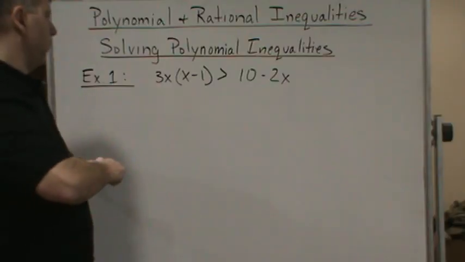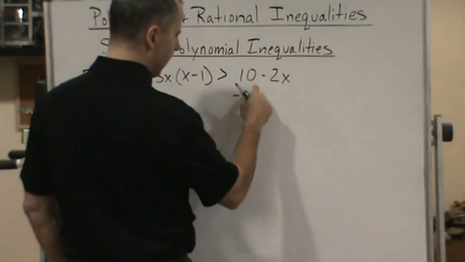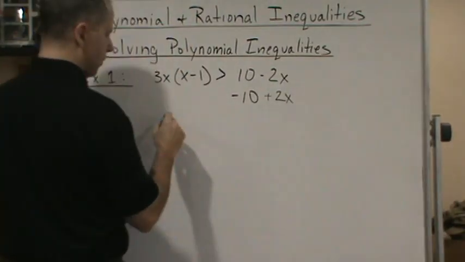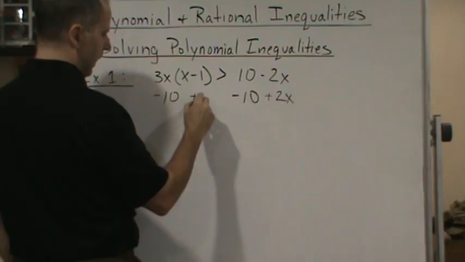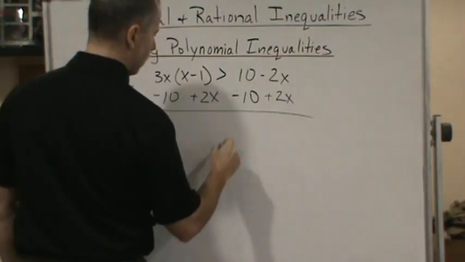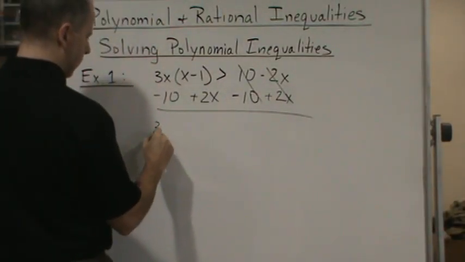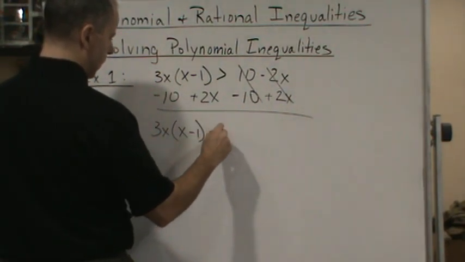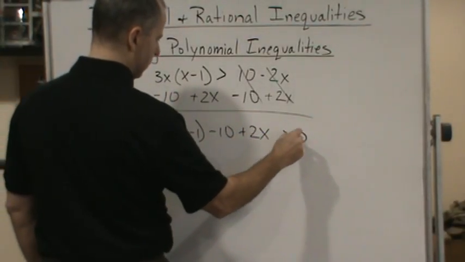Okay? So if I move everything over to the left, I'm going to subtract 10 and I'm going to add 2x. And that means I'm going to do the same thing over here. So I'm going to subtract 10 and I'm going to add 2x. So what does that give me? Well, these go away, and that gives me 3x times x minus 1 minus 10 plus 2x is greater than 0.